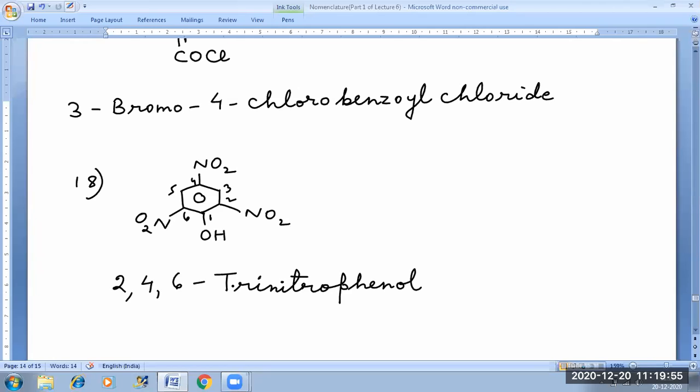If you number in the clockwise direction, then also you will get 2, 4, 6. If you number in the anti-clockwise direction, then also you will get 2, 4, and 6 as the positions of substituents.